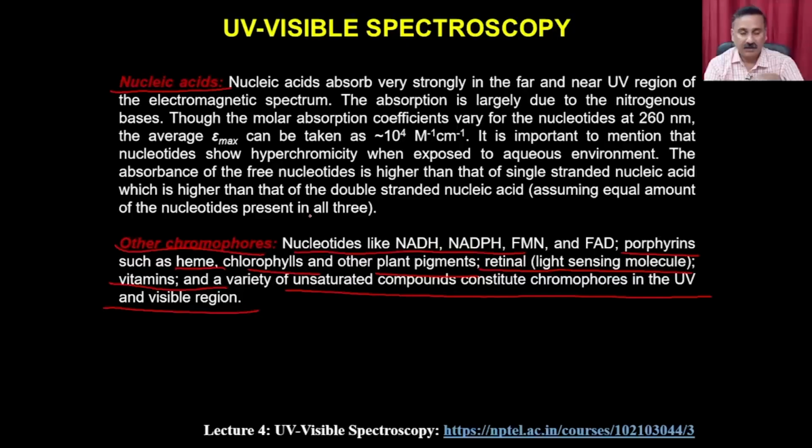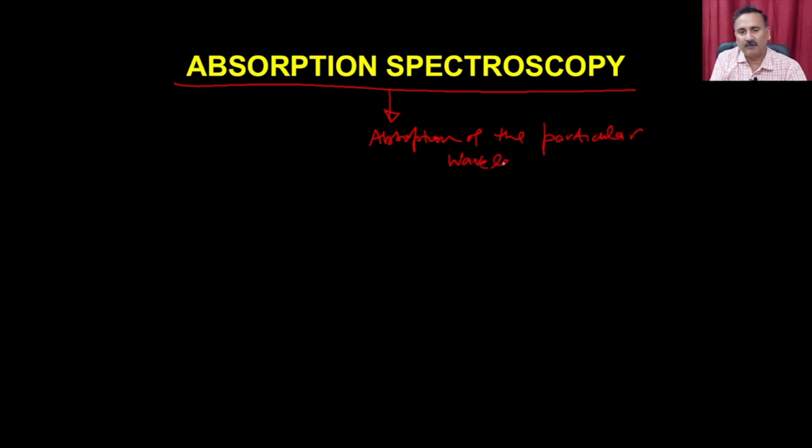And technically, UV-visible spectroscopy can be done in two modes. One is called the absorption mode, and the other is called the emission mode. Okay, and another is called difference spectroscopy. So in the absorption mode, what you are going to do is study the absorption of a particular wavelength light source.